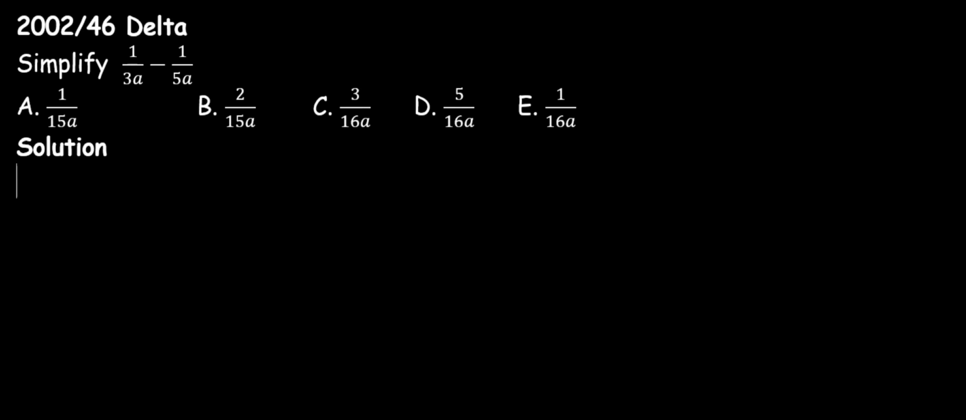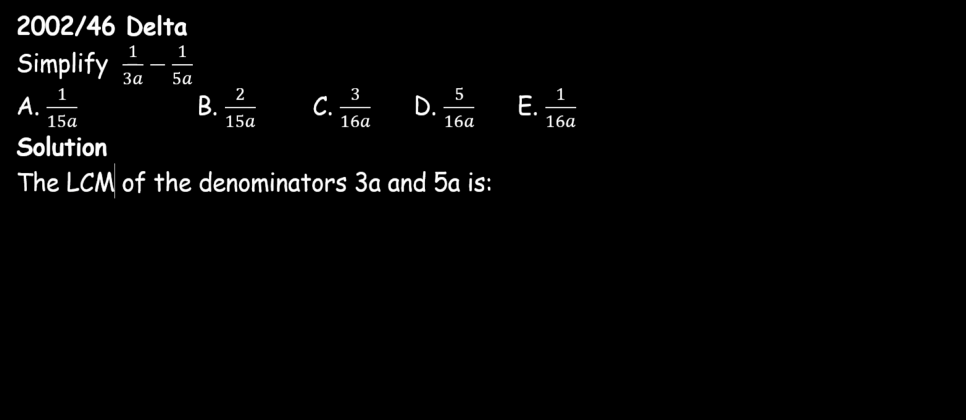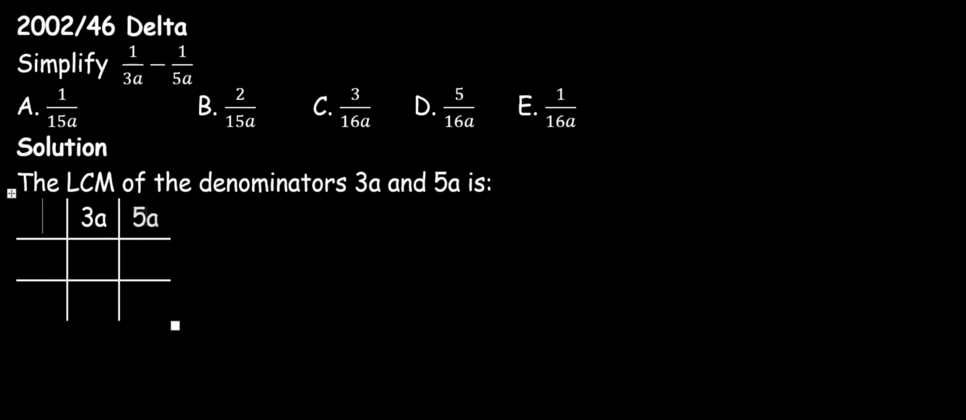The LCM of the denominators 3a and 5a is gotten as follows: we rule our line, 3a and 5a. Taking the numbers first, 3 divide 3a, that's the lowest common factor. 3 divide 3a, you now have a coming down. Then 3 divide 5a, cannot, you bring down the 5a. Next, we take 5. 5 divide a cannot, bring down the a. 5 divide 5a, you now have a as a result. Next, we take a. a divide a gives you 1. a divide the other a will give you 1.